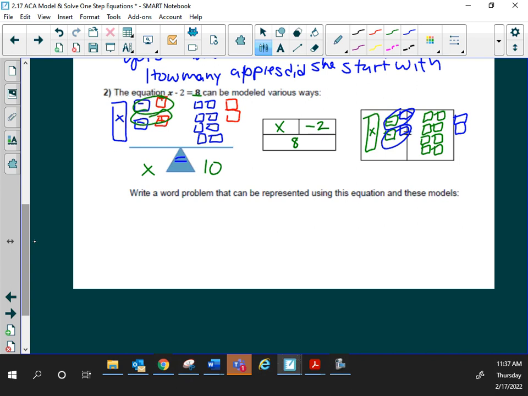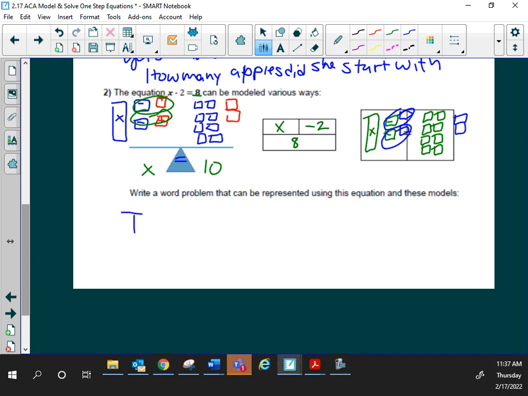Okay, so I'd like to do this problem. Tyrone has 8 Pokemon cards. And then he takes away 2. But that's not going to represent this, because if I start with 8 and take away 2, that's going to give me 6. That is not what happens.